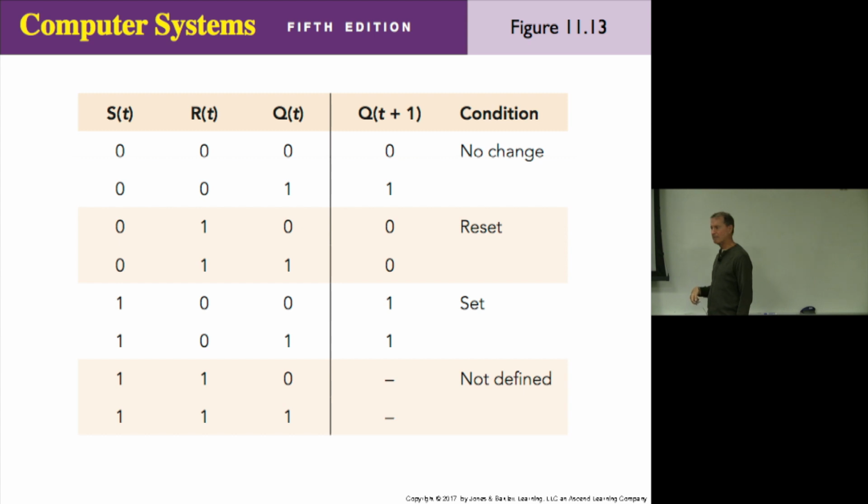Are you with me? And then if SR is 0, 1, R means what? The letter R means reset. So regardless of what the initial state was, whether it's 0 or 1, the state Q at time t plus 1 is 0 afterwards. Are you with me? And if S is 1 and R is 0 at time t, it doesn't matter what Q is at time t, what is Q at time t plus 1?